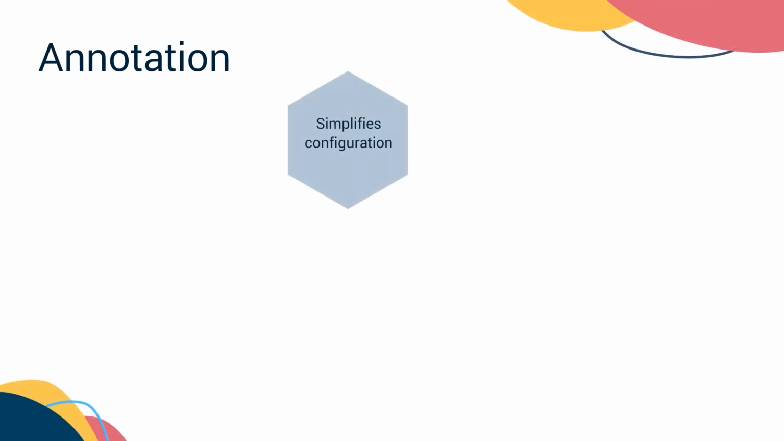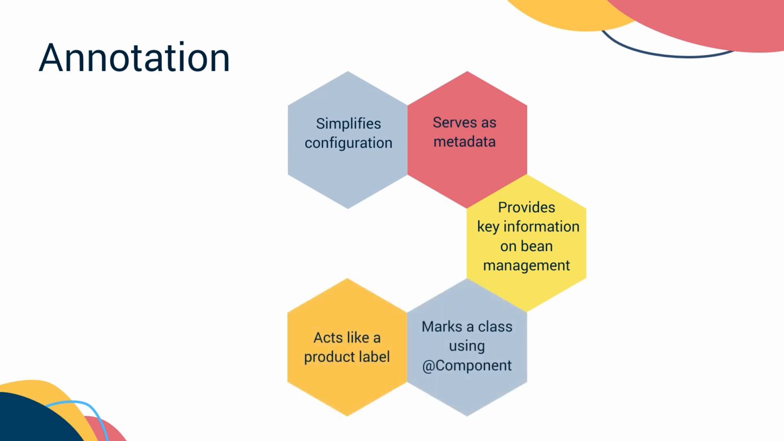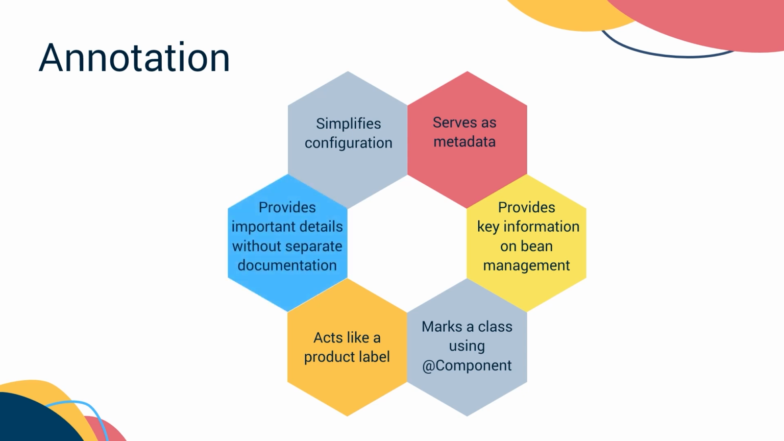Annotations simplify configuration by serving as metadata. They provide key information about how beans should be managed. For example, the @Component annotation marks a class as a Spring bean. Annotations act like labels on a product, providing important details about its contents without needing separate documentation.